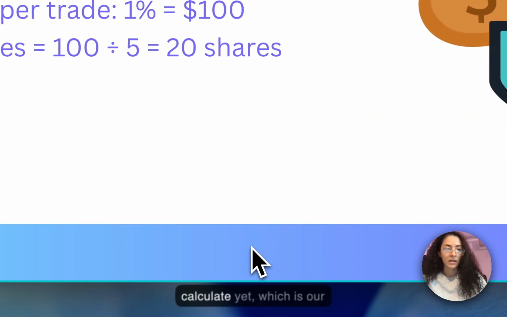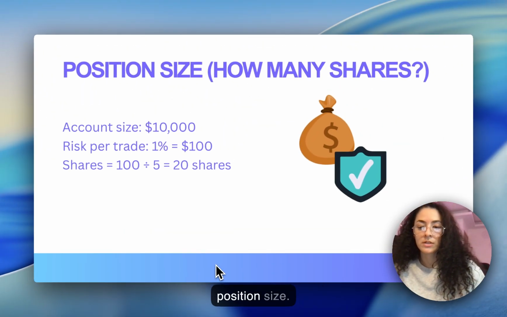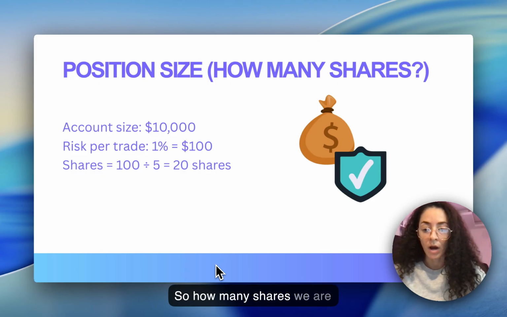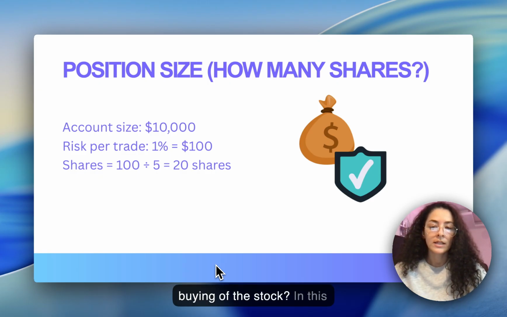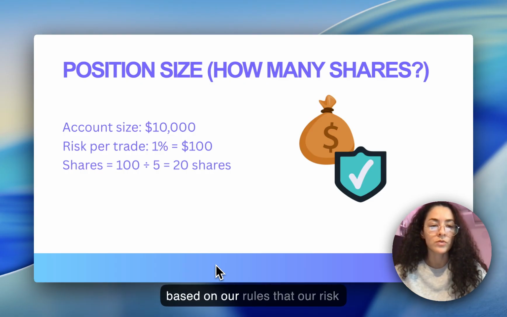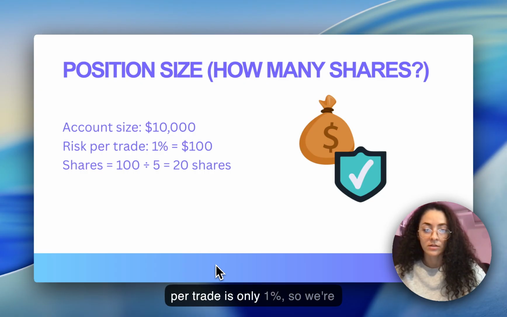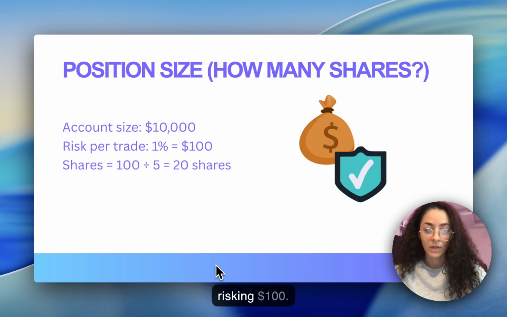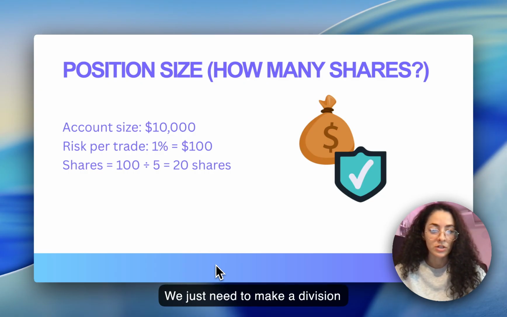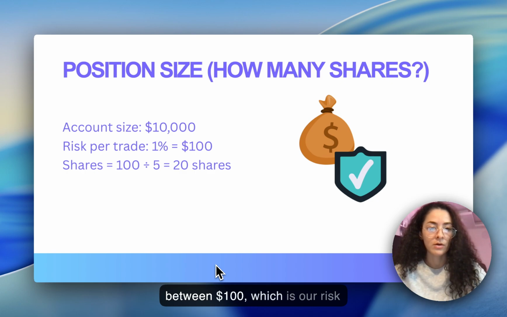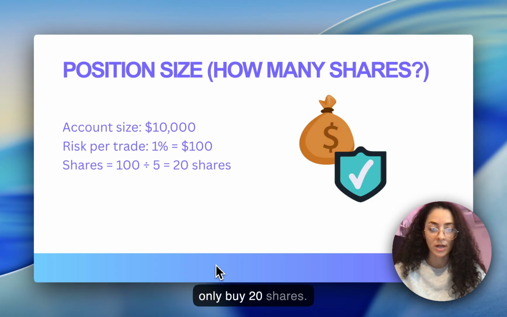One thing that we didn't calculate yet is our position size, so how many shares we are buying of the stock. In this example, let's say we have an account of $10,000 and we decide, based on our trading plan, based on our rules, that our risk per trade is only 1%, so we're risking $100. We just need to divide 100, which is our risk per trade, by our $5 risk. So in this specific trade, we can only buy 20 shares.